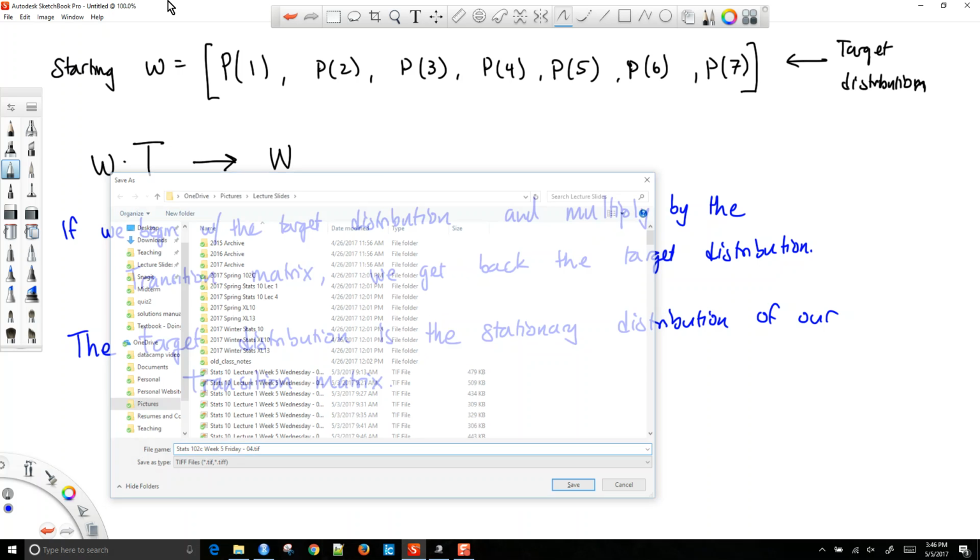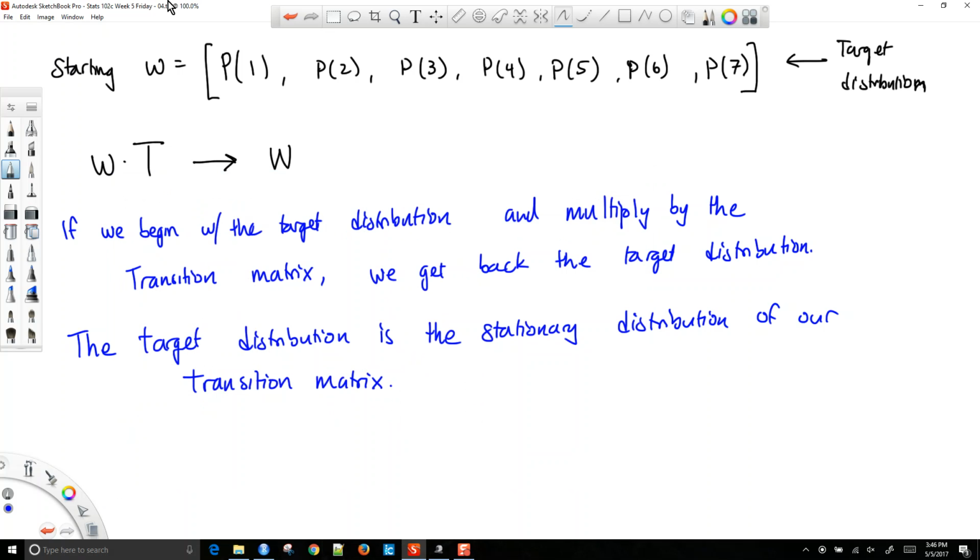So that's kind of why the Metropolis algorithm works. If you keep applying the transition matrix, which is what happens if we let the chain run, after 10,000 iterations you are effectively multiplying the transition matrix against your current distribution 10,000 times, and it's going to converge to the stationary distribution. And if the target distribution is your stationary distribution, then that's a good thing.